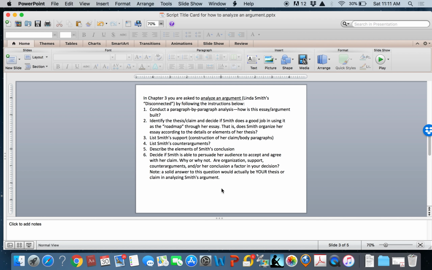6. Decide if Smith is able to persuade her audience to accept and agree with her claim. Why or why not? Are organization, support, counterarguments, and/or her conclusion a factor in your decision? Note, a solid answer to this question 6 would actually be your thesis or claim if you were asked to analyze Smith's argument. So keep that in mind. This sounds like an awful lot, and I promise with practice it will become second nature to you, but for now, I'm happy to help.